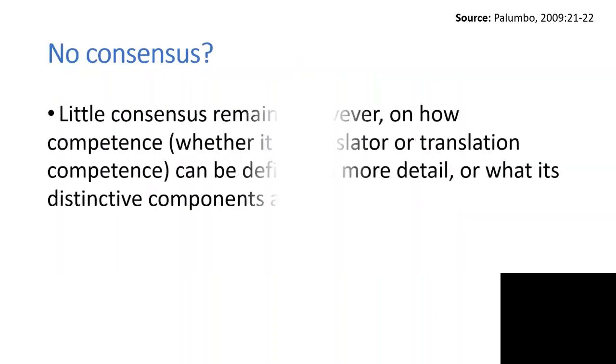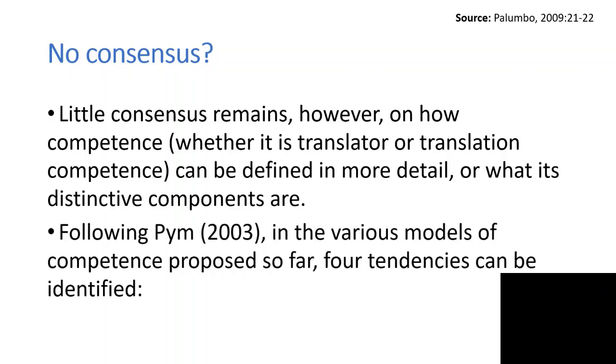So interestingly enough, there's no consensus, or at least very little consensus, among translation scholars nowadays as to what really is the best definition of translation competence and what the components of this definition would be. Anthony Pym, renowned translation scholar, in 2003 provided a useful summary of the different models of translation competence that have been proposed so far.